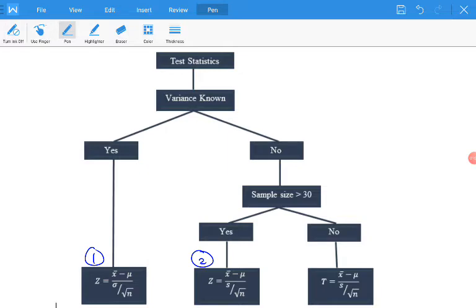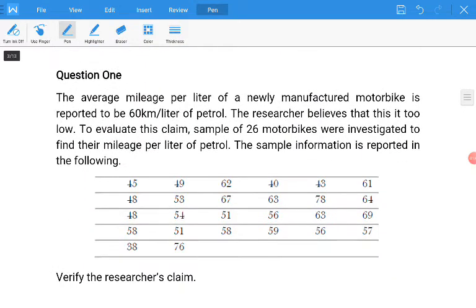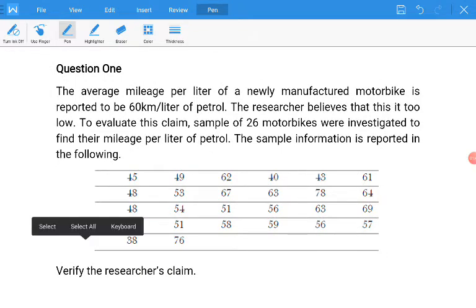Here, the only difference is that the first formula makes use of sigma, which is the population standard deviation, and the second formula makes use of S, which is the sample standard deviation. And if our sample size is less than 30, we use the T distribution. This will get clearer as I'll be using different examples to illustrate. So let's jump on to look at our first example.